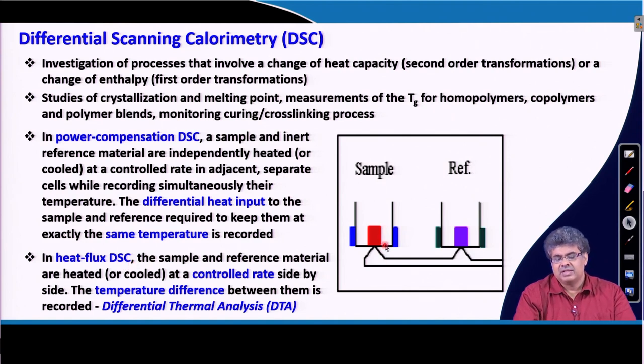In this case, both the sample and reference are heated at a controlled rate. So, they are heated at the same rate by supplying the same amount of energy, but the difference in the temperature between sample and reference is plotted as a function of temperature. So, if any exothermic or endothermic event happens, there will be a deviation of this temperature difference between reference and the sample. This method is generally also referred to as differential thermal analysis or DTA. So, in the first case we talk about DSC, and in the second case we talk about differential thermal analysis or DTA, and we can call both these methods differential calorimetry as well.